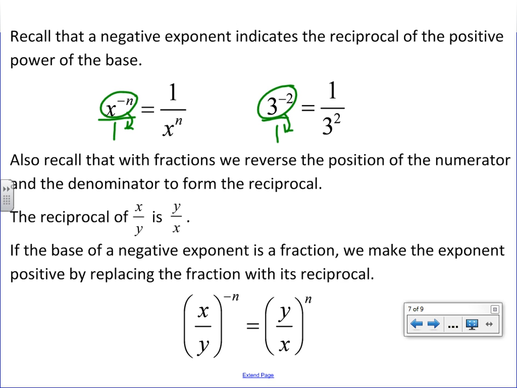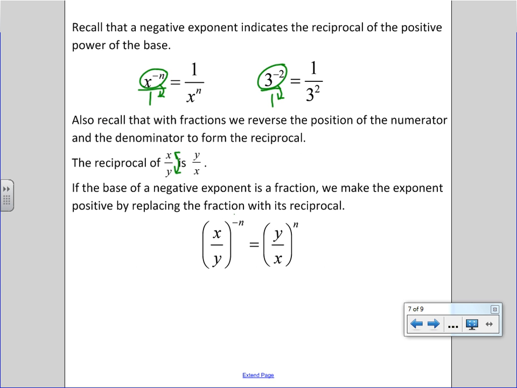Also recall, with fractions, we reverse the position of the numerator and denominator to form the reciprocal. We just talked about that whenever we were changing those percents to fractions. So the reciprocal of x over y is y over x. We just switched the places. These two things traded places. If the base of a negative exponent is a fraction, we make the exponent positive by replacing the fraction with its reciprocal. So in this case, instead of moving anything over the fraction bar, we just say it belongs to this whole thing. So we're going to take the reciprocal of the whole thing to then make it a positive.